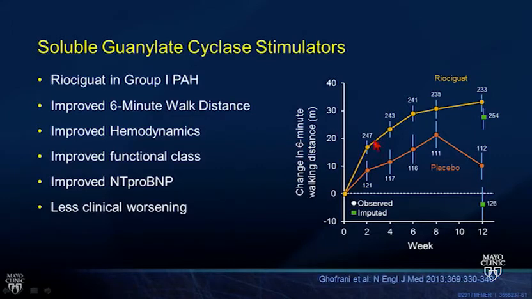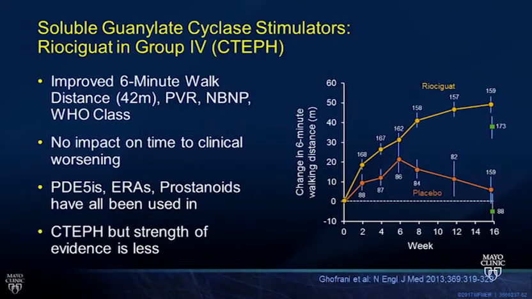Riociguat has been shown to be beneficial in group 1. This was published a few years ago, compared with placebo. However, the criticism of this study at the time was that it wasn't compared with the established medications, the PDE5 inhibitors, and one wonders whether there would have been that much difference if that had been the case. And in thromboembolic pulmonary hypertension, as I said, this agent has found a specific role. It improves 6-minute walk distance and PVR, decreases BNP, and improves WHO class. No impact on time to clinical worsening. They've all been used in this condition, but these days most centers and most clinics will probably prescribe riociguat first on the basis of this study, which included a subset of patients with thromboembolic pulmonary hypertension.